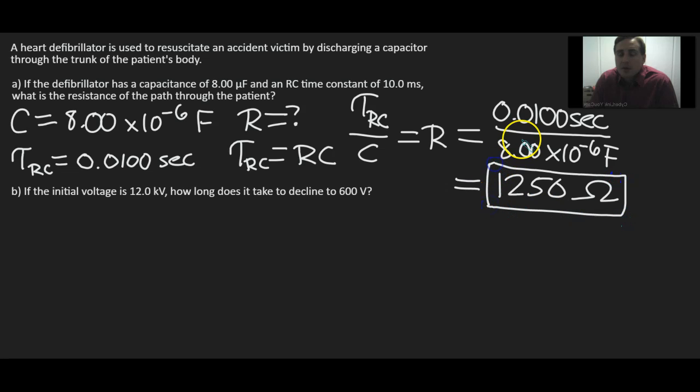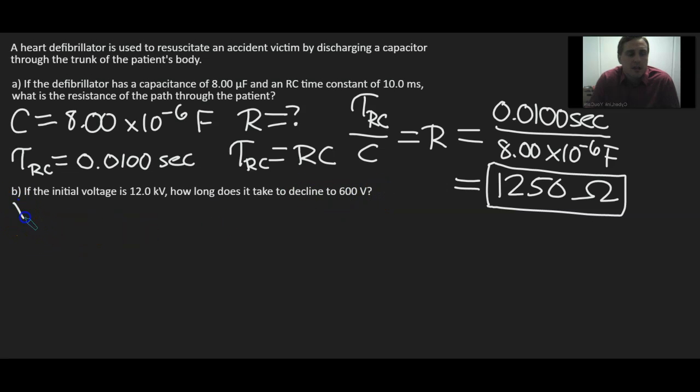Okay, that's a pretty large resistance. I mean, it's 1.25 kilo ohms. So the body does not allow a huge amount of current to go through it because there's a significant amount of resistance in the body. That is the trunk of the patient's body. B, if initial voltage is 12.0 kilovolts, how long does it take to decline to 600 volts?